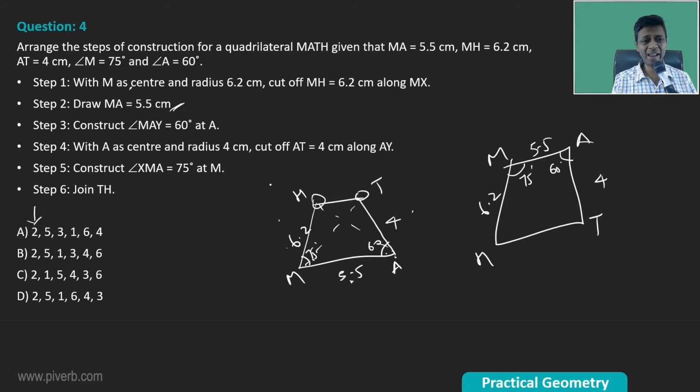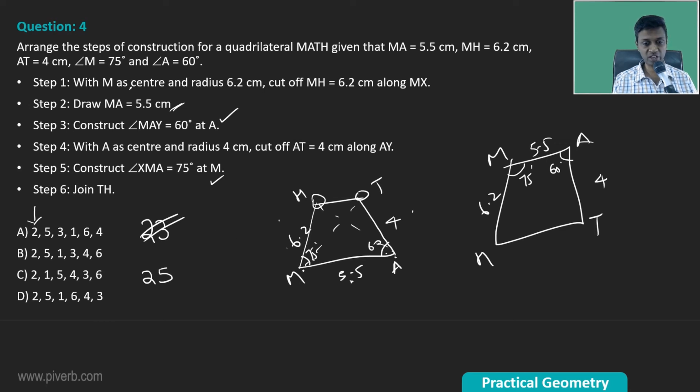And then you have to draw either the angle at M or the angle at A, one of these two. So either this angle or this angle. So 2, 3 is a possibility, or 2, 5 is a possibility. In our choices, there's no 2, 3, so we'll forget this. We'll chase 2, 5. So we are constructing XMA equal to 75 degrees.